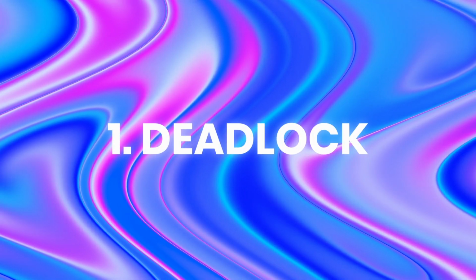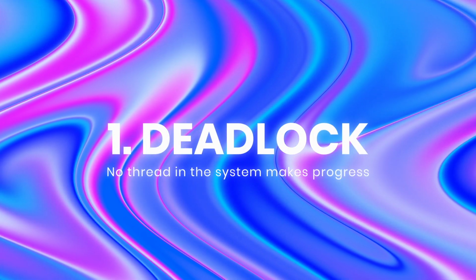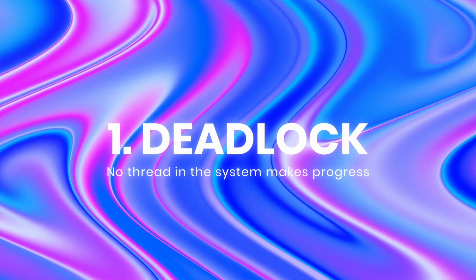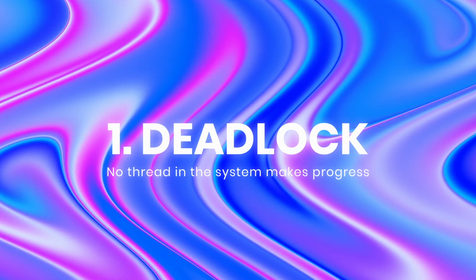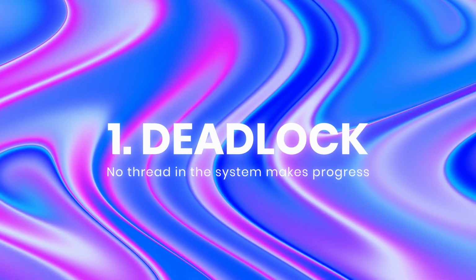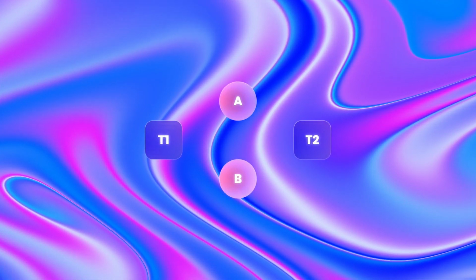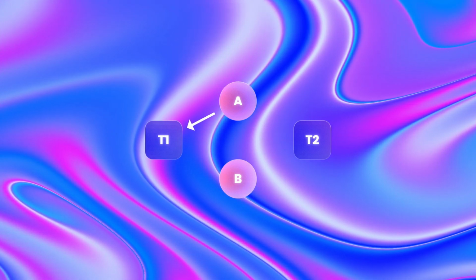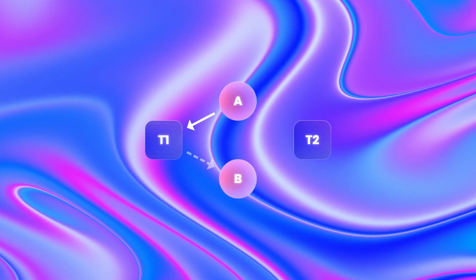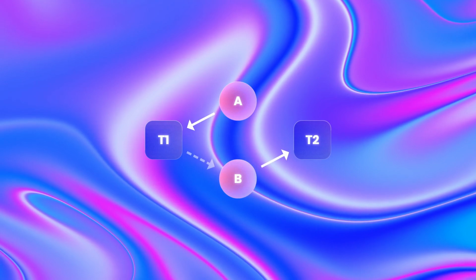Deadlock is a situation in which no thread in the system can make progress, resulting in a hang. Because no threads are runnable, no resources can become available and the entire program hangs. For a deadlock to occur, we need at least 2 threads and 2 resources. Take this example. Thread 1 holds resource A and is waiting for resource B, while thread 2 holds resource B and is waiting for resource A.